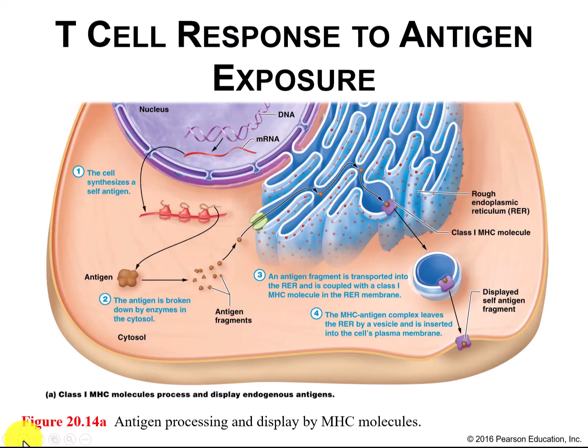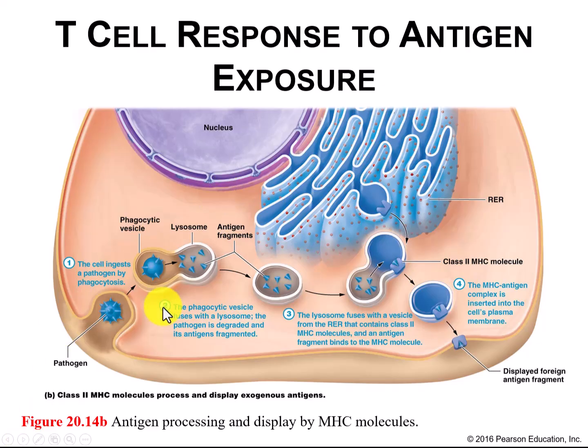All right, so here is the figure in your book depicting class 1. The cell synthesizes self-antigens, and the antigen is broken down. The fragments are paired with an MHC1, and that antigen fragment is transported to the rough endoplasmic reticulum where that coupling takes place. And then the vesicle carrying the antigen and the MHC1 is displayed on the cell surface. The cytotoxic T cells can come around and say, is it self or is it foreign? If it's self, we ignore it. If it's foreign, then we kill the cell.